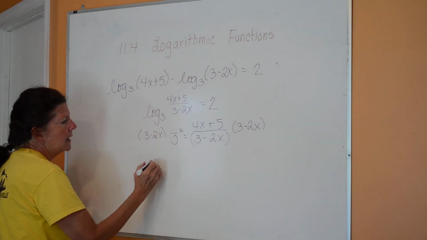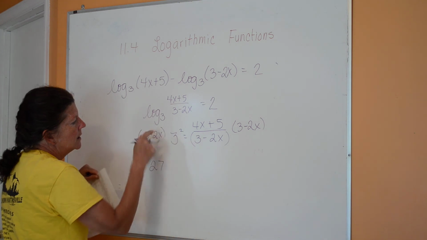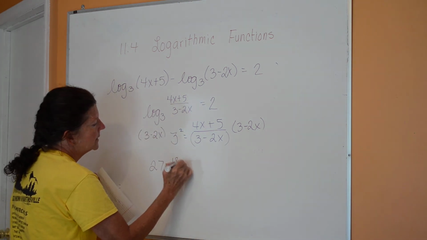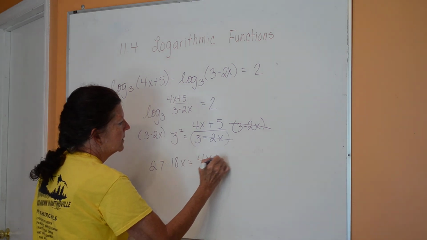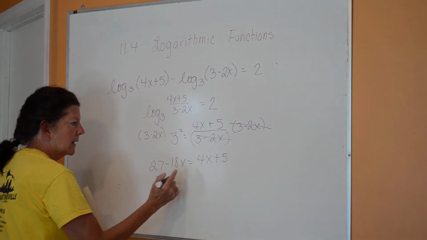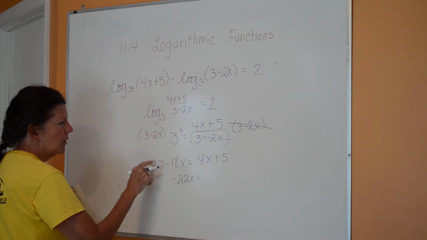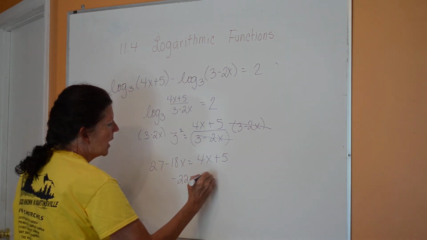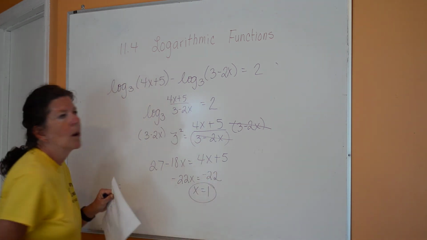This is equal to 9, so this gives me 9 times 3, or 27. 9 times negative 2x, or negative 18x. That cancels out, so I have 4x plus 5. I continue, bring that over. I have a negative 22x when I bring the 4x over. And when I bring the 5 over, I have a negative 22. So I'm going to get x is equal to 1.